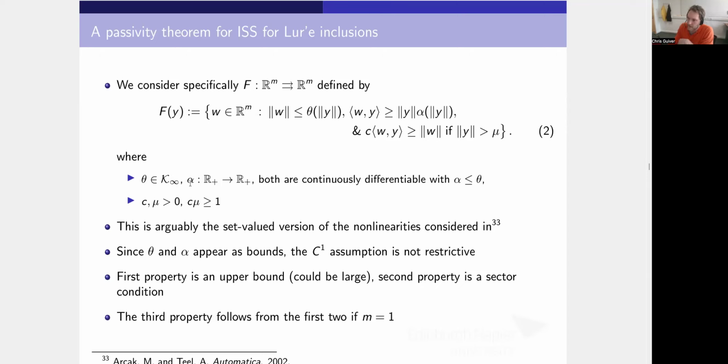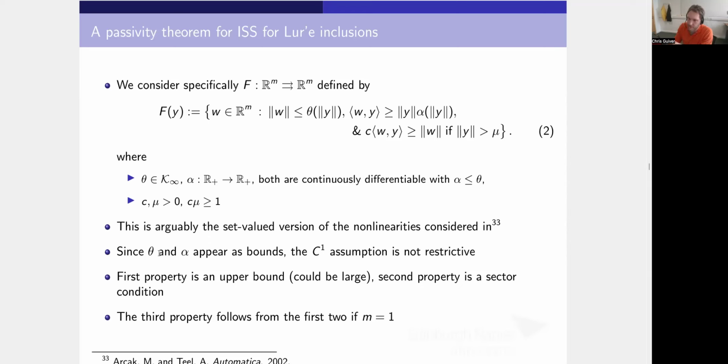So theta and alpha are both assumed to be continuously differentiable, and alpha is bounded from above by theta. And then these constants have the shown properties. So I referred earlier to this Arkak and Thiel paper from 2002. What's shown on the slide is essentially a set valued generalization of the nonlinear terms they consider.